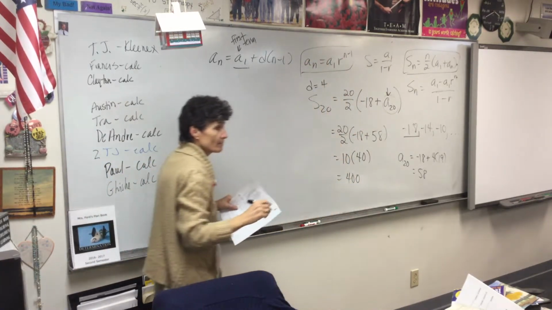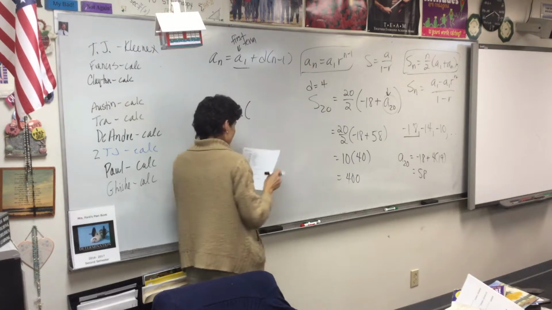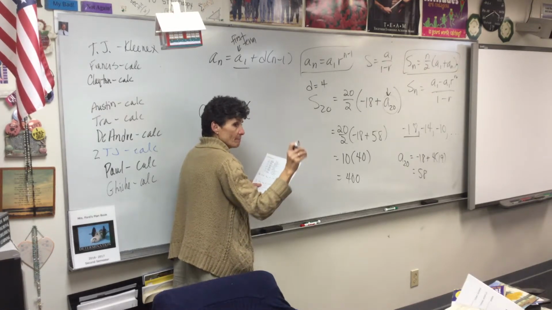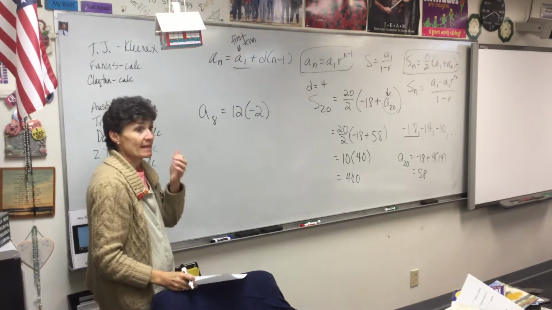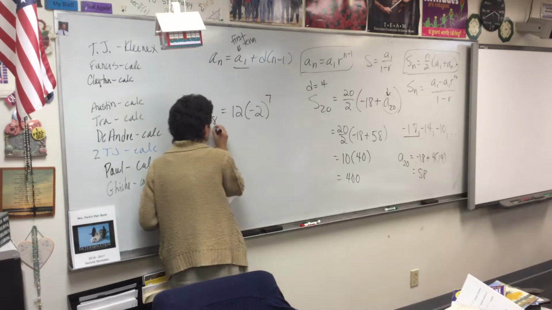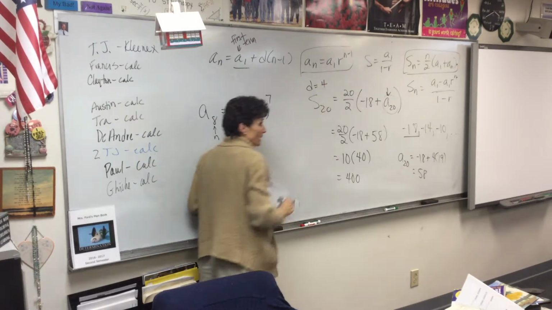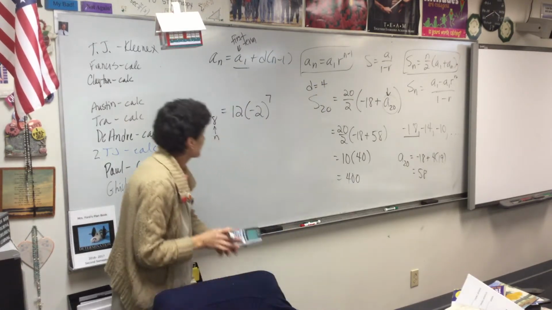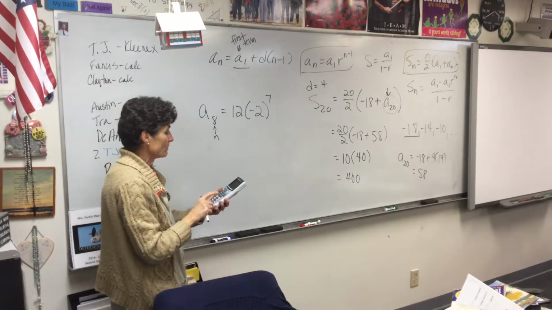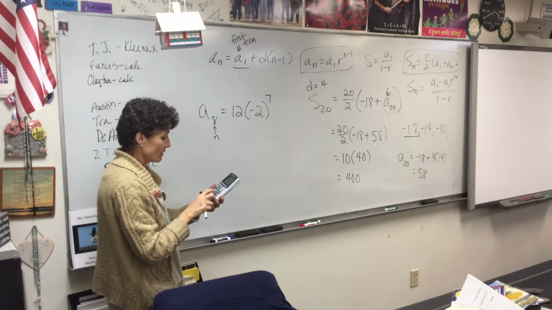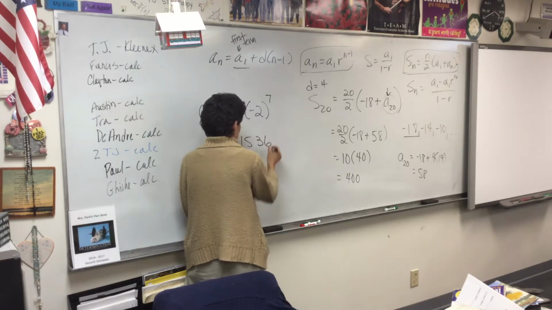That's our geometric. And what's my first term? 12. What's my common ratio? What am I multiplying by? Negative 2. And then my exponent's going to be what? 7. Because n, this is n, a sub n is 8. So my exponent is 8 minus 1, which is 7. So I'm going to type that in exactly the way I wrote it. 12 parentheses, negative 2 parentheses, raised to the 7. And it's negative 1536.